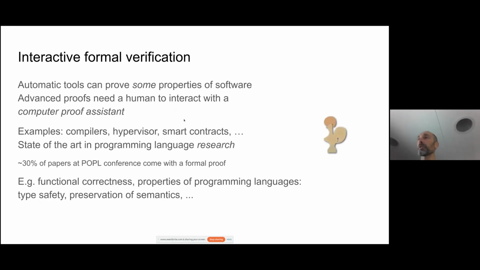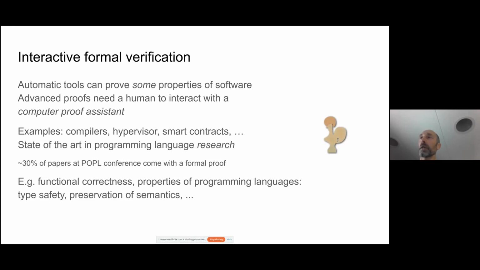So automatic tools can prove some properties of software, and Survey has been trying to convince me that it can do more and more, and he's been quite convincing in that respect. But still, if you want to do big programs, then you still need a computer to help you out, as most of you will know. And so we use a computer proof assistant, and the one we're using in my group, and I've been using for 2 decades now, I think, is the Coq proof assistant, and it's been used to prove correctness of compilers, a hypervisor, smart contracts, and it's the state of the art in programming language research.